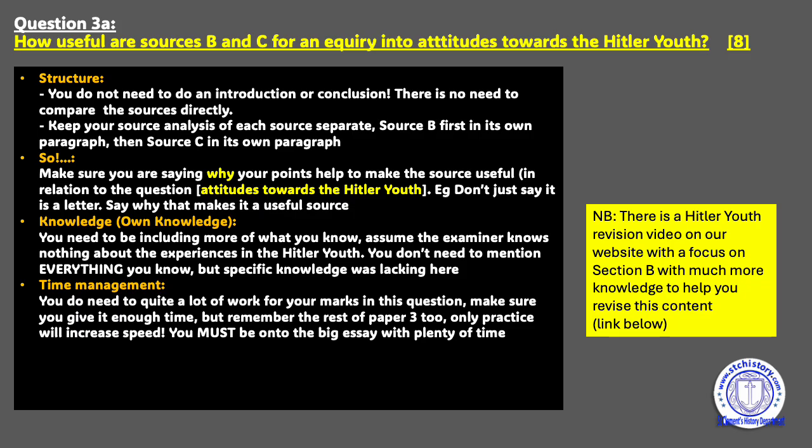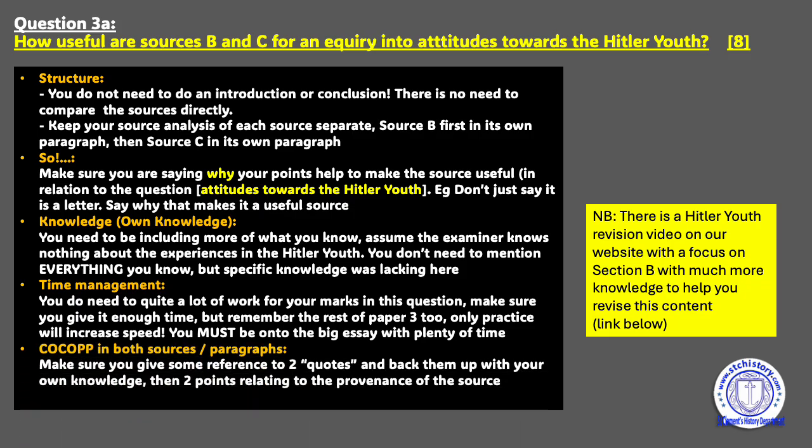We know that the source question is a little bit tricky, but as long as you follow the script and you don't go on, just do your two points, your two quotes and your two bits of backup evidence, and then a bit of provenance and move on, okay? We've got to make sure that we move on because we need to get onto the big essay questions.